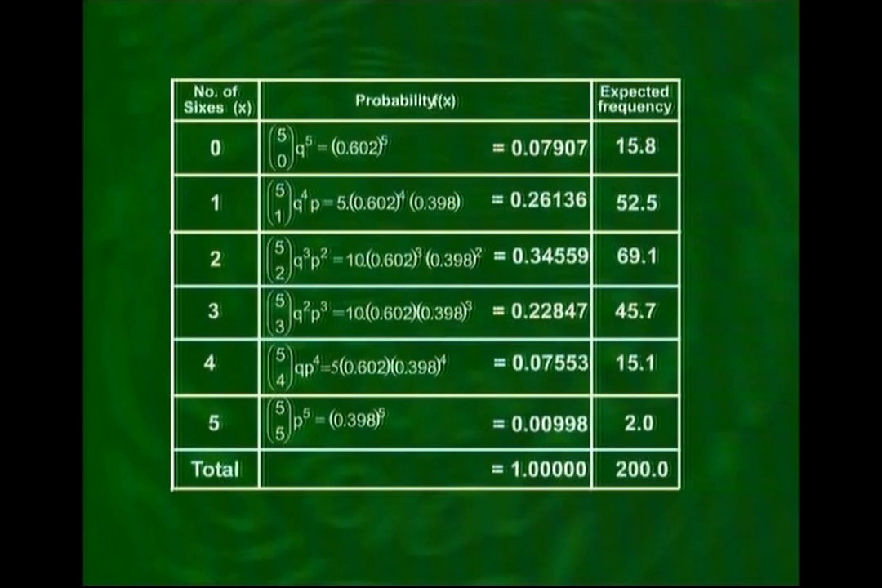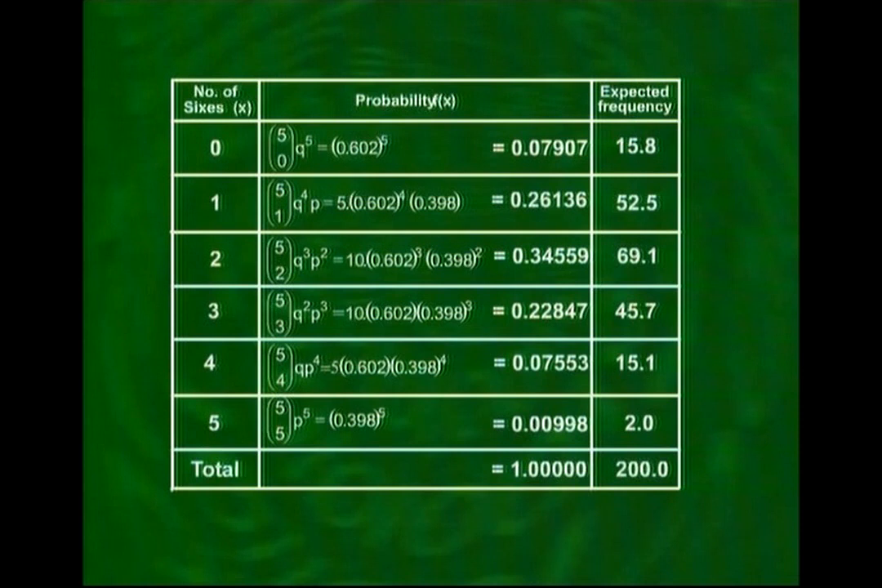Very simple. All you have to do is to multiply each one of these probabilities by 200, the total of the frequencies that we earlier had. And as you now see on the screen, if we do so, we obtain the following expected frequencies. 15.8 is the expected frequency for x equal to 0. And for x equal to 1, the expected frequency is 52.5. Next, we have 69.1, 45.7, 15.1 and 2.0.